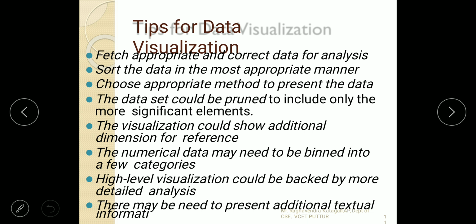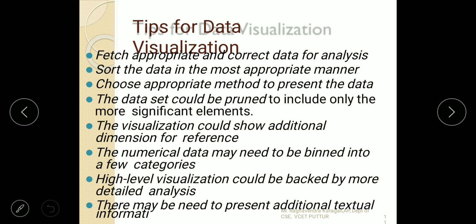Then choose an appropriate method to present the data. The data could be presented as a table, or as any of the graph types. Then the data set could be pruned to include only the more significant elements. Then the visualization could show additional dimensions for reference, such as expectations or targets. Even targets can be set here. Then numerical data may need to be binned into a few categories. Binning means categorizing into choices. You can categorize based on sizes or any other dimension.